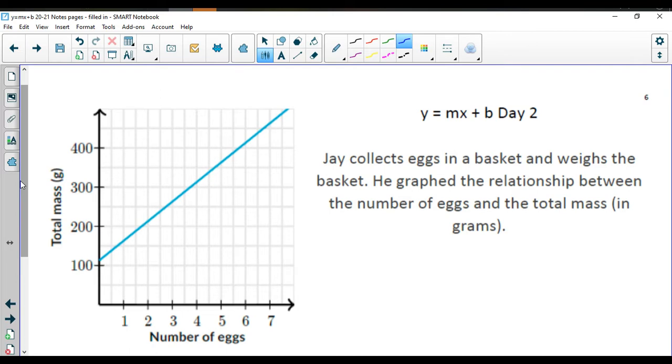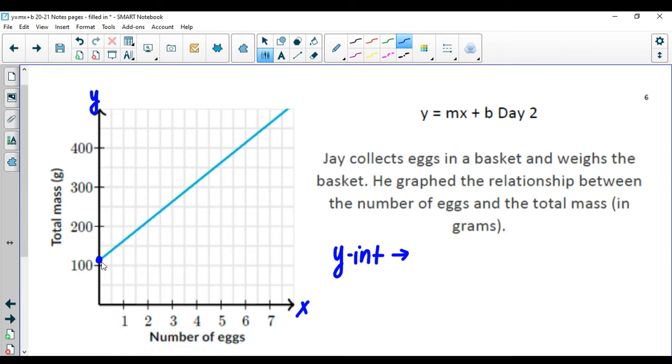So it says Jay collects eggs in a basket and weighs the basket. He graphed the relationship between the number of eggs and the total mass in grams. A couple of things that I want to point out to you that we've looked at over the last couple of days is, first of all, this y-intercept that happens right here. So this would be my y-axis and this would be my x-axis. The y-intercept, if you notice, does not go through 0, 0. So that y-intercept that's a little bit over 100, maybe like 110, 120, is going to be representative of something.